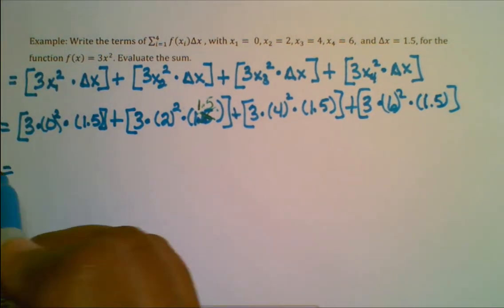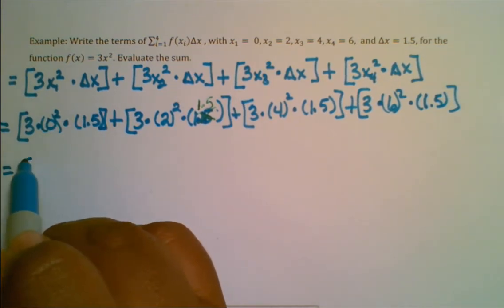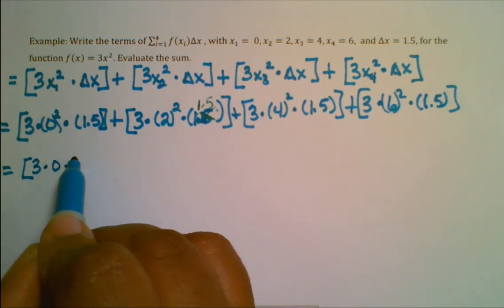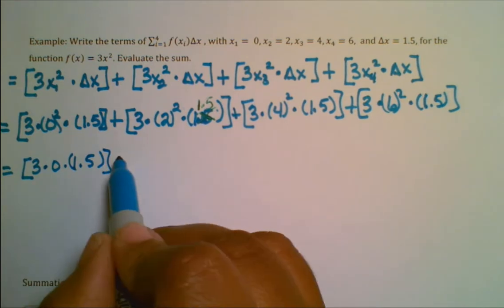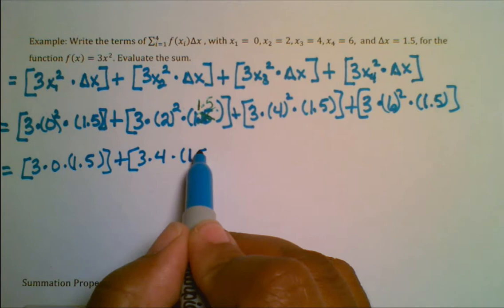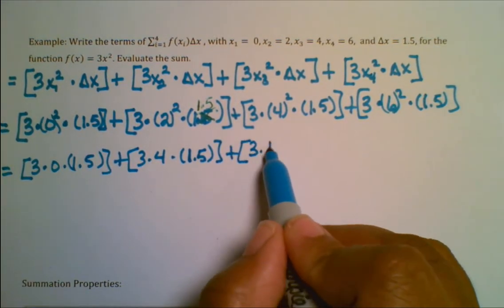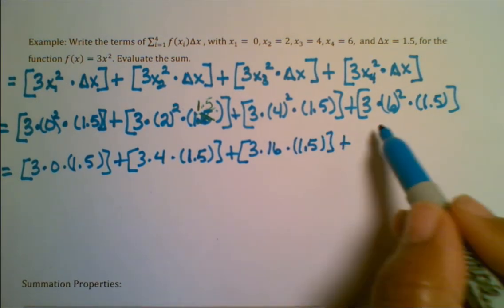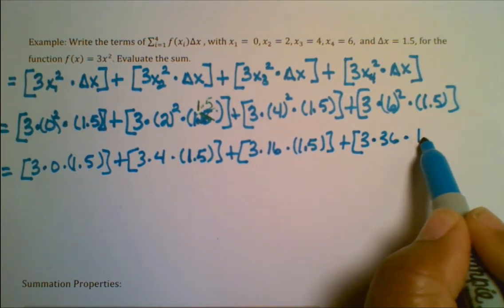Let's look at each parenthesis. We have here 3 times 0 times 1.5. Here we have 3 times 4 times 1.5. And we can keep going. 3 times 16 times 1.5. And then plus 3 times 36 times 1.5.